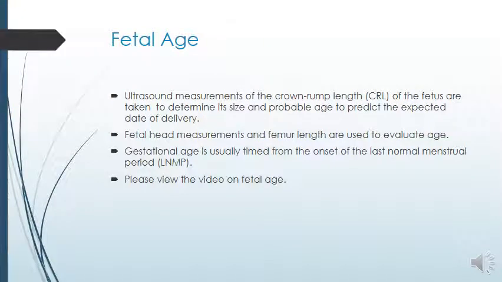In looking at fetal age, ultrasound measurements of the crown rump length, the CRL, of the fetus are taken to determine its size and probable age in order to predict the expected date of delivery. Fetal head measurements and femur length are also used to evaluate age. Gestational age is usually timed from the onset of the last normal menstrual period, which is the LNMP.